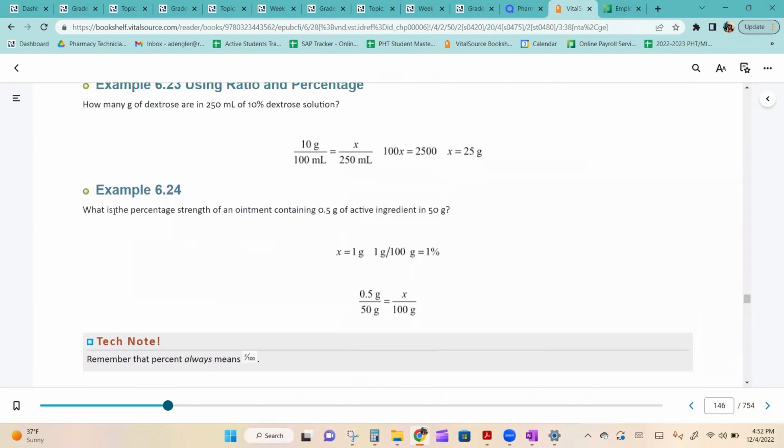And then the next example: what is the percentage strength of an ointment containing 0.5 gram of active ingredient in 50 grams?